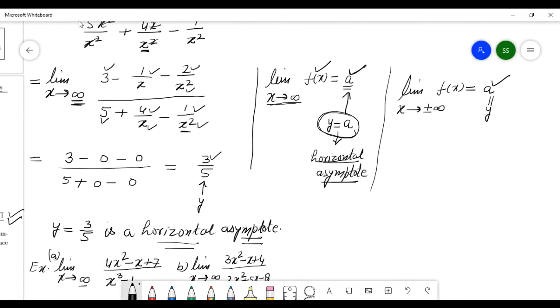Whenever you have to find a horizontal asymptote, the limit must be taken as x goes to plus or minus infinity. Remember this, plus or minus infinity. And if the answer is a number, y equal to a, this line is called a horizontal asymptote. Just remember, horizontal means you have to take the limit.